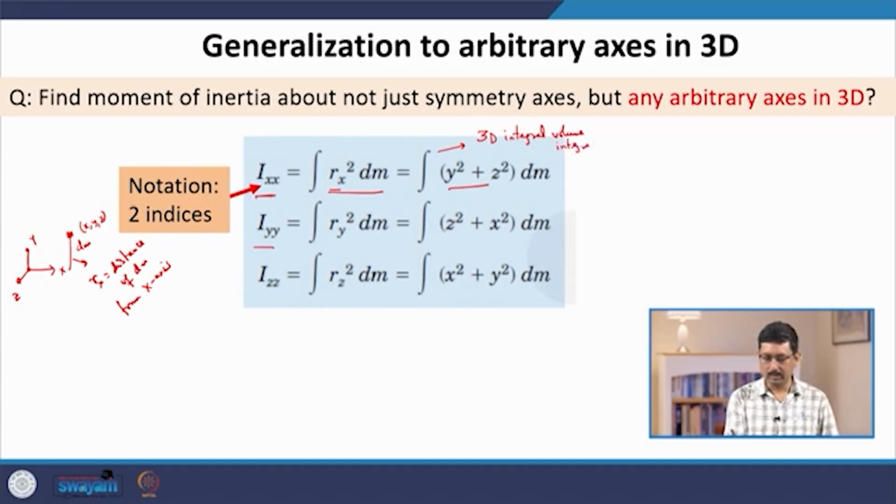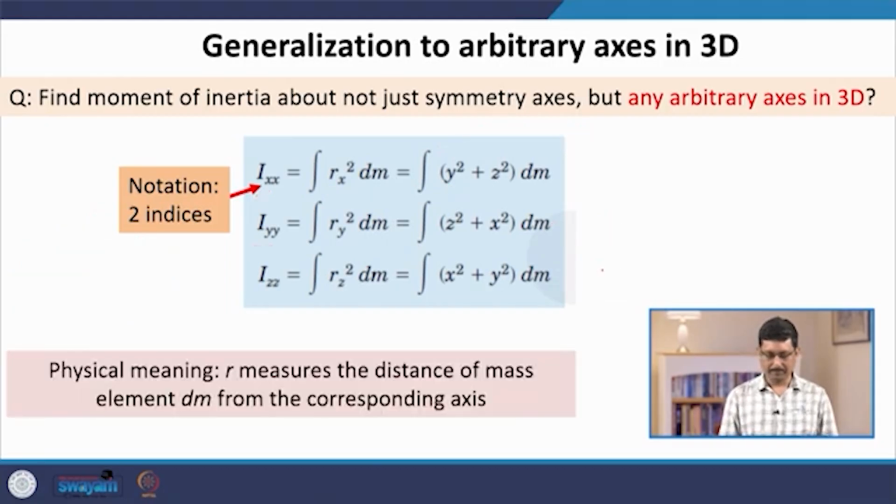It will be clear very soon. Similarly, you can calculate the moment of inertia about the y axis, and this is the moment of inertia about the z axis, with an analogous formula. So, this gives you a physical meaning. Now we understand what this moment of inertia about the x axis, y axis, z axis means.